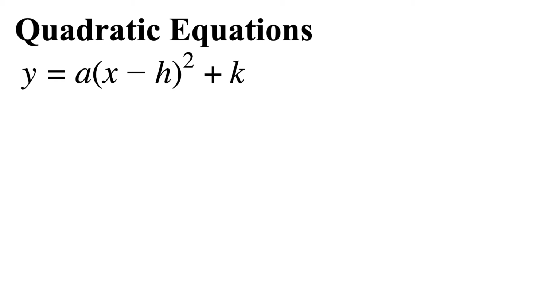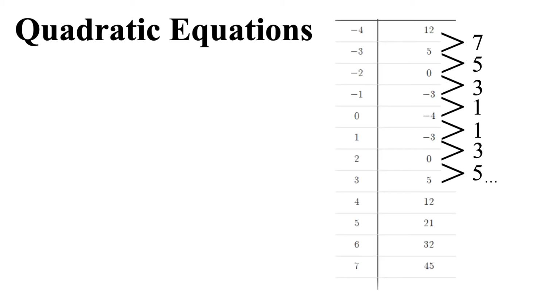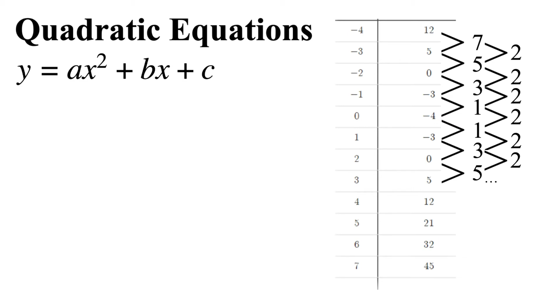Now let's look at an example. The first step to finding the equation of a quadratic function is to find the second difference. If the second difference is constant, the function is quadratic. We will use standard form to find the equation of the quadratic function. First, we'll find a. A is simply half the second difference. In this case, the second difference is 2, so a is 1.